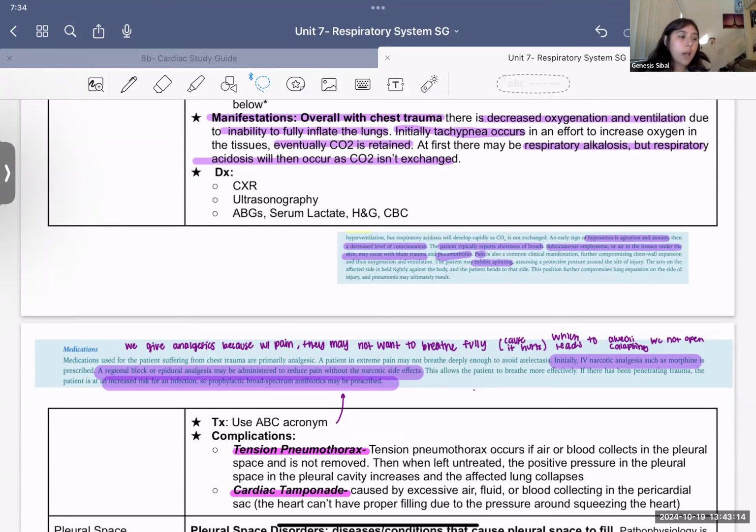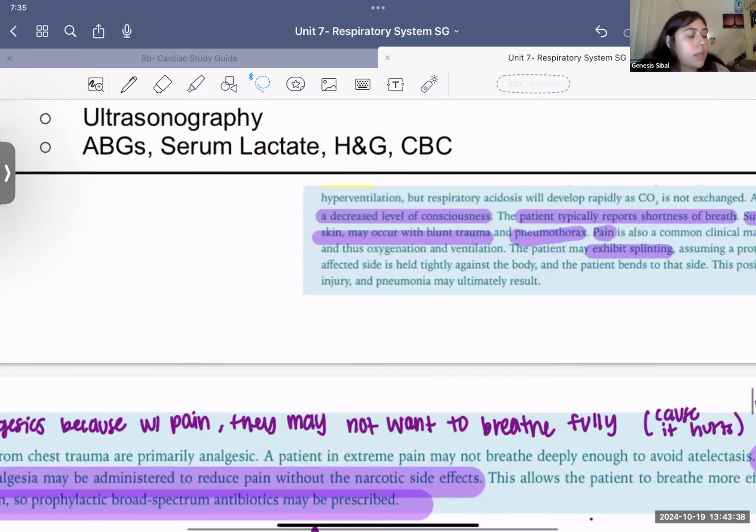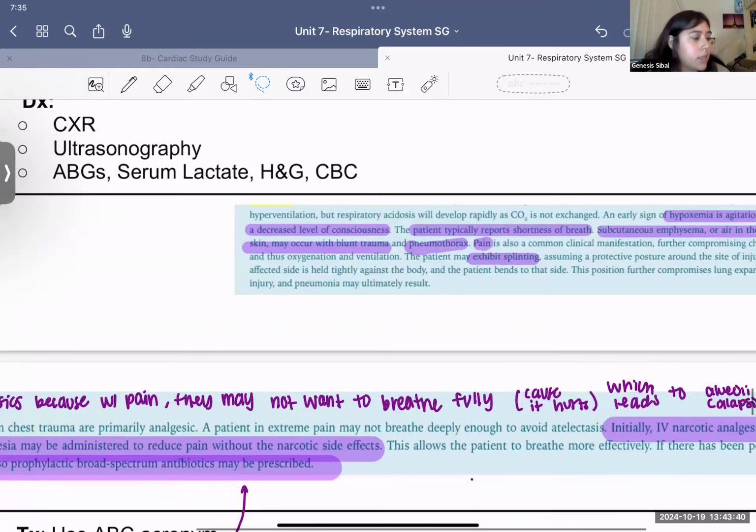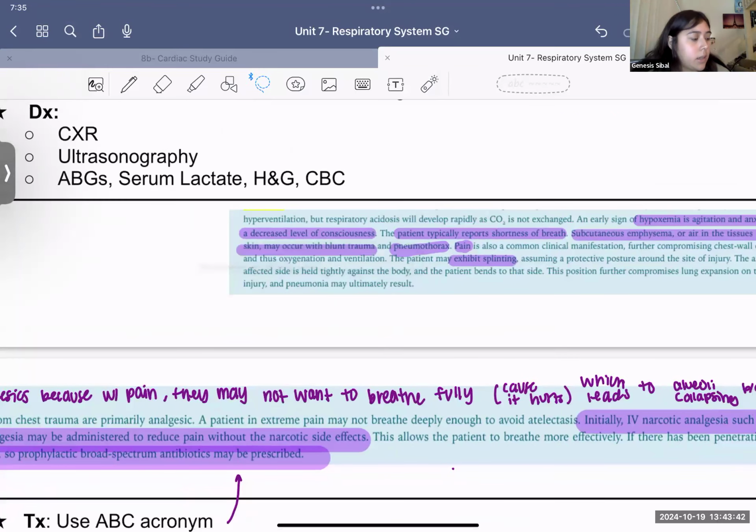So you're going to have respiratory alkalosis first because you're having rapid inhalation and expiration, right? So you're getting rid of all of that CO2 on exhalation. But basically, respiratory acidosis then occurs because eventually your CO2 is retained and it isn't being properly exchanged. So you can always check for a chest X-ray, ultrasonography, ABG, serum lactate. It should say H&H, and then obviously CBC, anything.